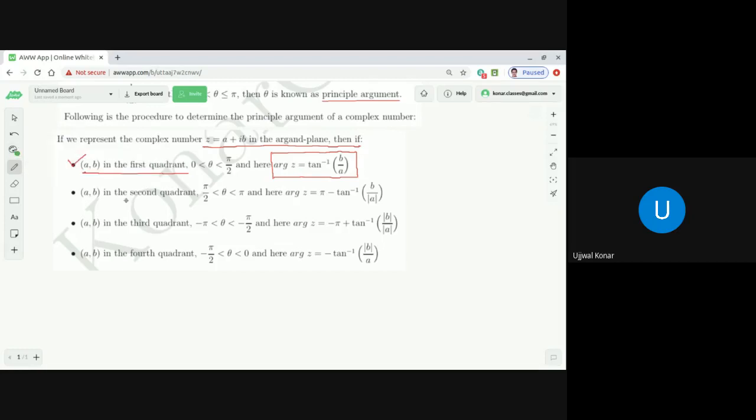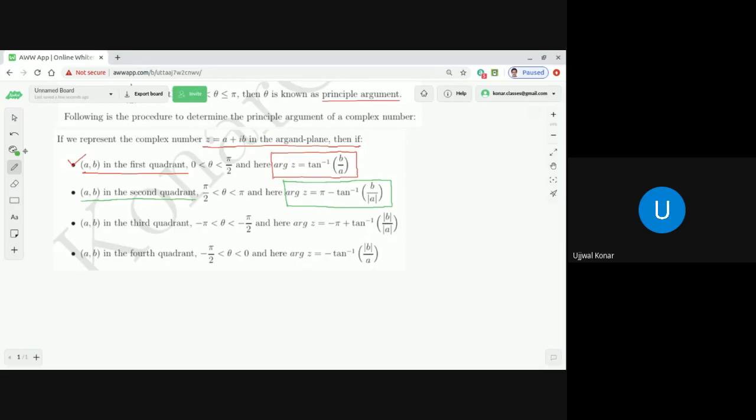Let me use a different color. If a, b is in the second quadrant, then the argument will be pi minus tan inverse of b by mod a, because in the second quadrant a is negative but b is positive. As a is negative, we took mod a. That means, in simple terms, we are just considering the positive part of both b and a.